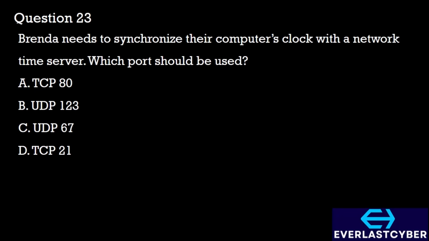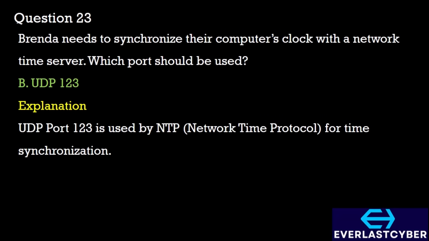TCP 80 is used by HTTP for web traffic. Now remember, this is unsecure. UDP 123 is used by the network time protocol for time synchronization. UDP 67 is used by DHCP for IP address assignments, while TCP 21 is used by FTP for file transfer. So with respect to the question where Brenda has to synchronize her computer's clock with a network time server, that will be option B, UDP 123, which is used by the network time protocol for time synchronization of devices across a network.